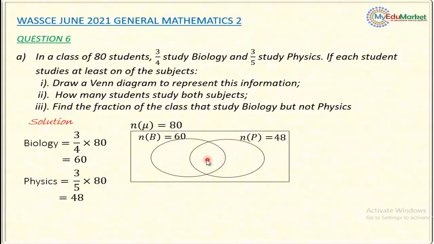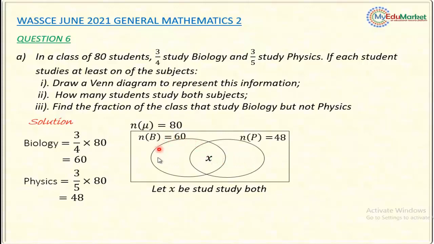This region is those that study both subjects, which is question Roman 2. So I'll let that be X, this very region, the intersection of the 2 sets. X is the number of those that study biology at the same time they study physics, so let it be X. I'm going to use this to get those that study biology alone, and this to find those that study physics alone.